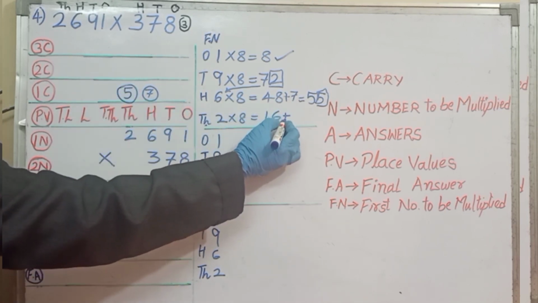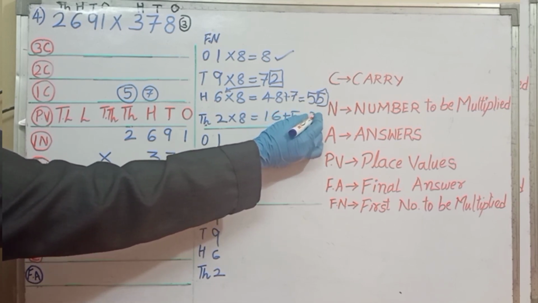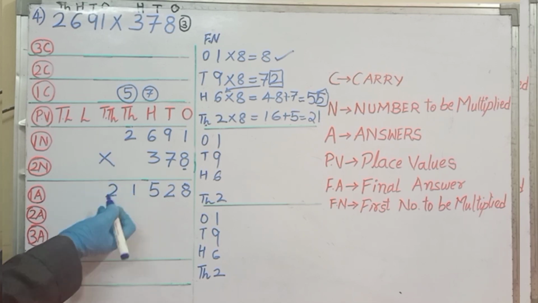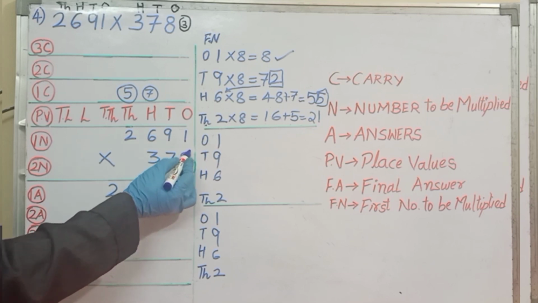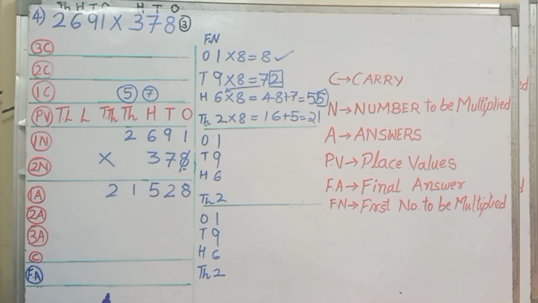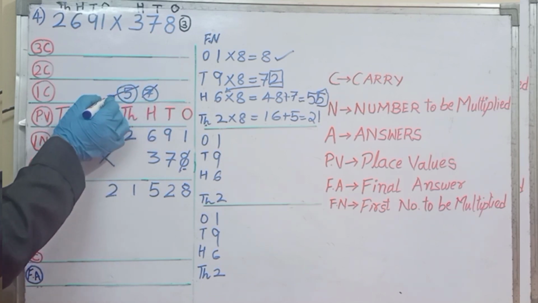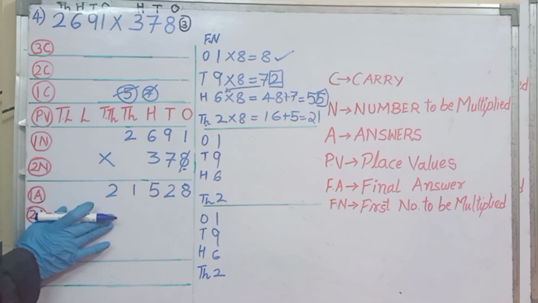Here I have to add: 16 plus 5 is 21, so I will write 21. Now with 8 our multiplication is over, so I will strike this 8. I add this 5 and 7 also. I am striking this so that you will not be confused.